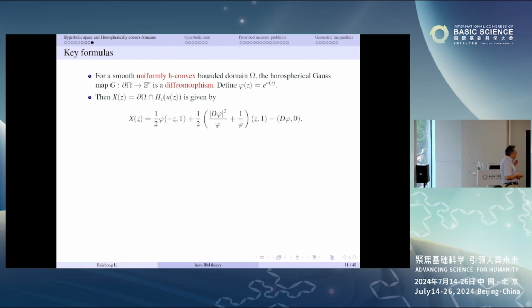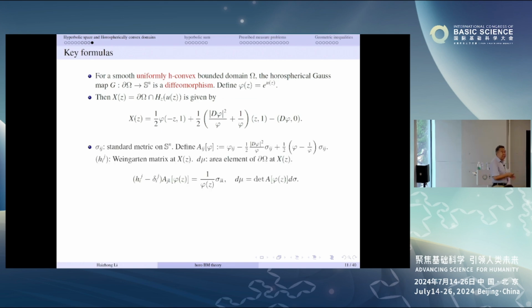It means if omega is an H-convex domain, we can define the horospheric support function u z. Then we define phi z. Phi z is a function on the sphere, the Euclidean sphere. We can write down the position vector. This identity can be found in the work of Brunn-Minkowski and some other people, but just recently. This formula tells us that for an H-convex bounded domain, the domain corresponds to one function on the Euclidean sphere. This reminds us it is possible to study H-convex domains with the analysis of functions on the Euclidean sphere.